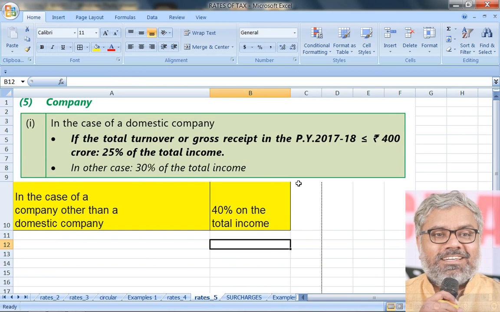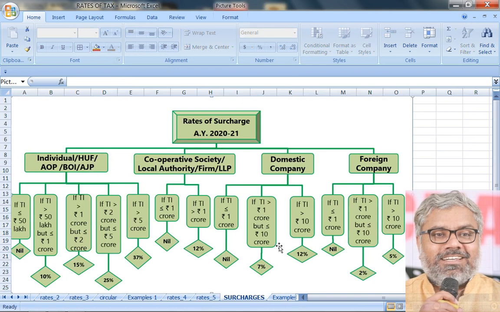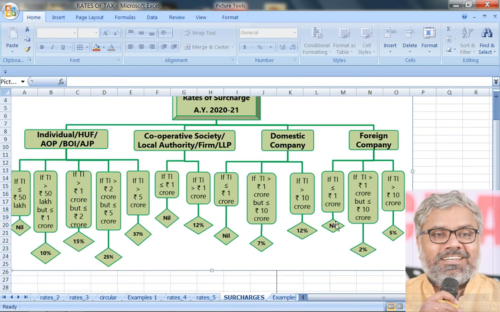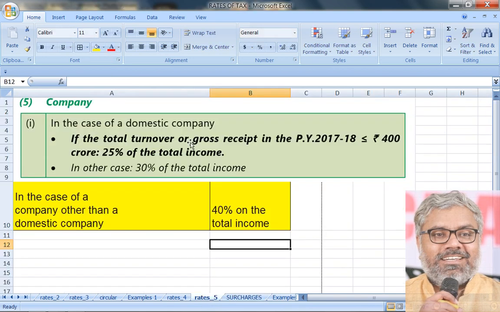Once you have the base tax, surcharge rates depend upon the income. If the income is less than 1 crore, no surcharge for domestic companies. If the income is between 1 to 10 crores, then the surcharge rate is 7%. If the income is more than 10 crores, then the surcharge rate is 12%. But the same for a foreign company will be nil, 2% and 5%. According to the income of the company, surcharge will be applicable. However, base tax is applicable from the first rupee. No slabs here.